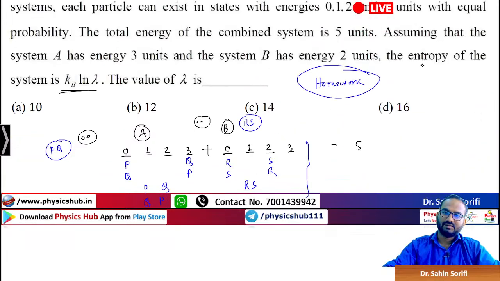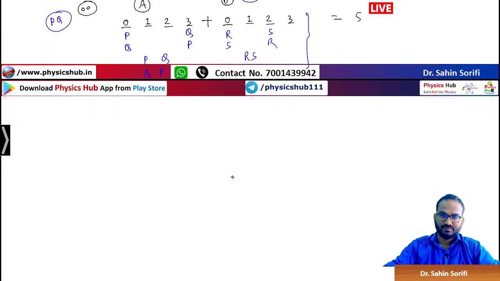And from that you can get the entropy and you can find out the value of lambda. If it is not solved, I will share with you the solution.